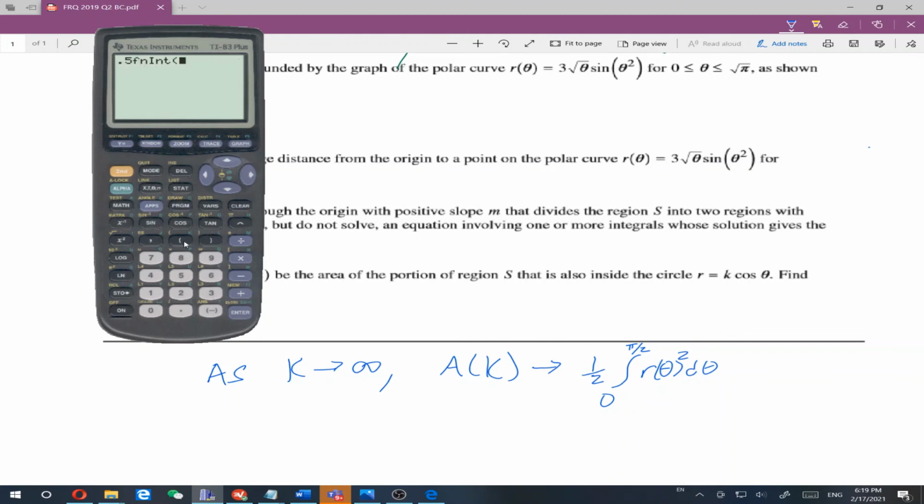0.5 times the integral of polar r1 in terms of theta from 0 to pi over 2. Oops, I need to square that r1, don't I? Okay, so I've got 3.32.